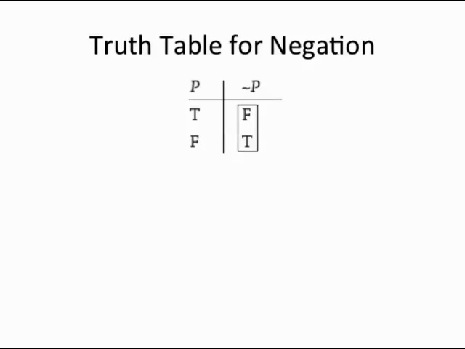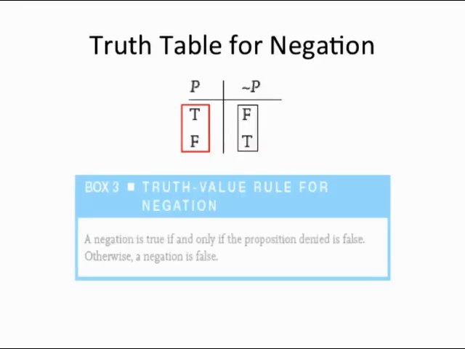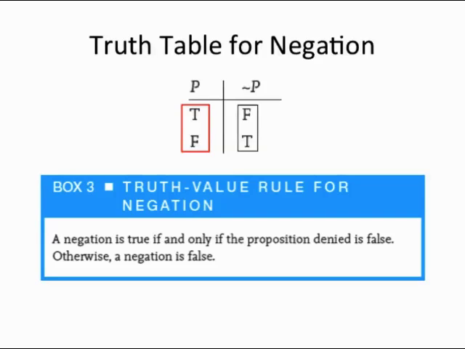The header row contains a statement P and its negation, tilde P. In the columns beneath these 2 statements, P and tilde P, we have truth values. How many different truth values can P have according to this table? Just 2. P is either true or false, either T or F. When P is true, tilde P is false, and when P is false, tilde P is true. And that leads us to the truth value for negation. A negation is true if and only if the proposition denied is false. Otherwise, a negation is false.